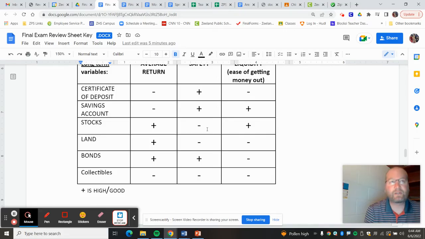It's not very liquid though, because oftentimes with bonds you've agreed upon a certain amount of time. Other times you haven't. But again, you got to make sure that someone wants to buy it or that you can find one to buy, and that can take a little bit of time.